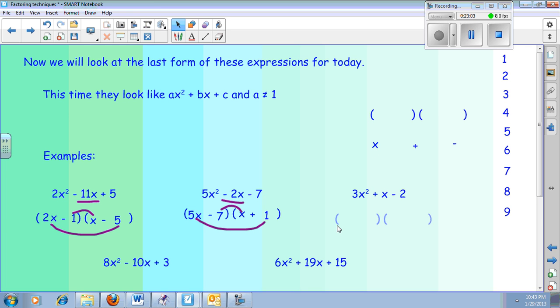Here's one more where a is a prime number, 3. So we'll start with 3 in one of our binomials and 1 in the other, and then put our x's next to it.